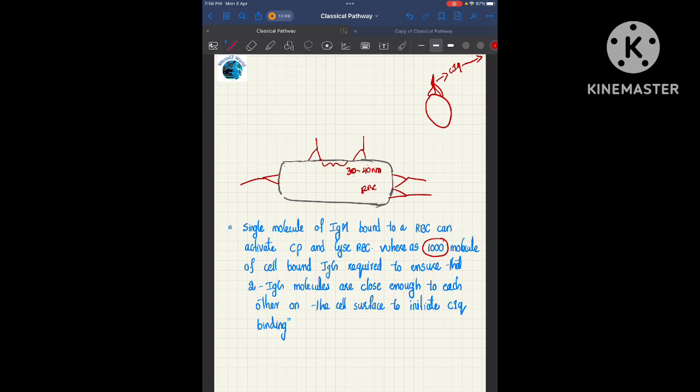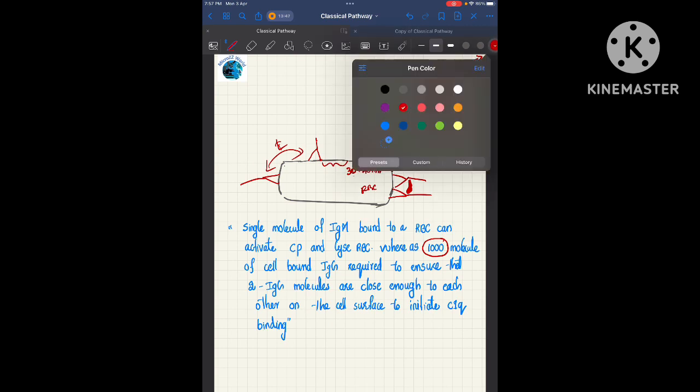The reason is that whenever the IgG molecules bind to the surface of the target cell, they are placed at different distances. For example, consider these two IgG antibodies are closely situated. If you consider the distance between these two antibodies, it is large, right? There is a huge difference. But some antibodies are placed at a distance between them of 30 to 40 nanometer. They are 30 to 40 nanometer apart.